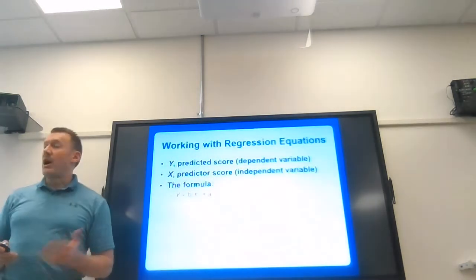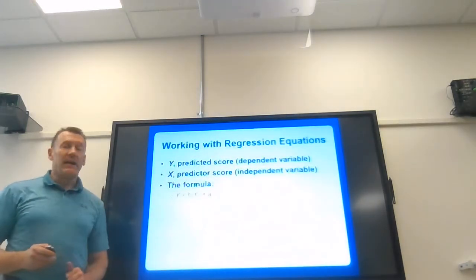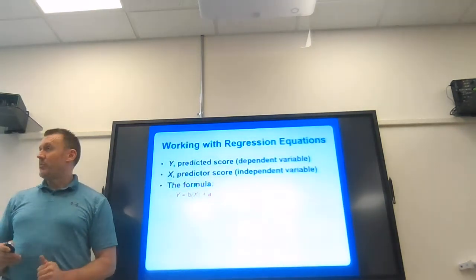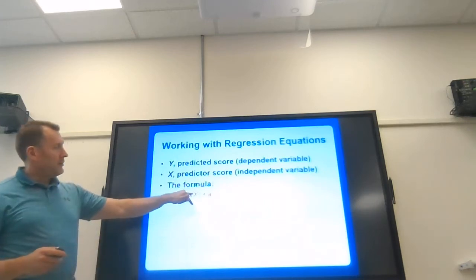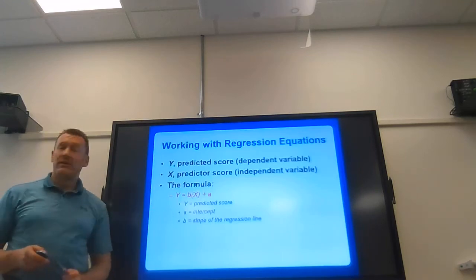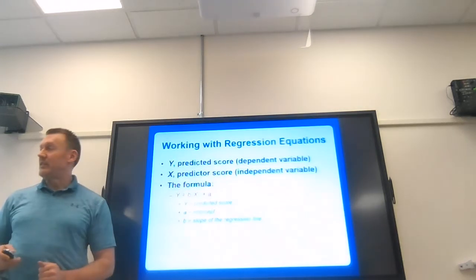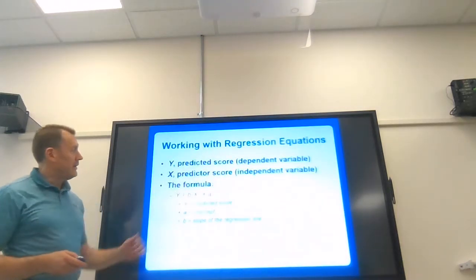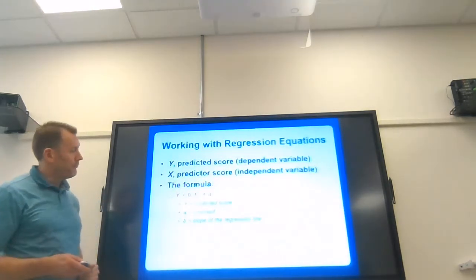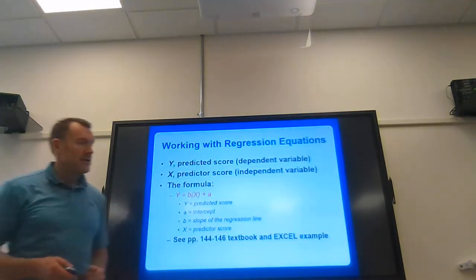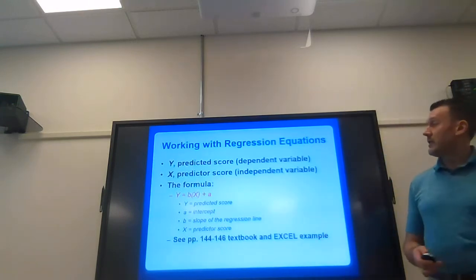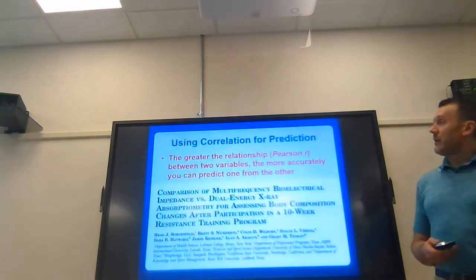So the formula, Y equals BX plus A. So you take the score for the predictor variable and multiply it by what's called the slope. So B is the slope and A is the intercept. And so then you can come out with a predicted score for your other variable, Y. So just some page numbers there. We'll get back into your textbook and go through these examples later on.